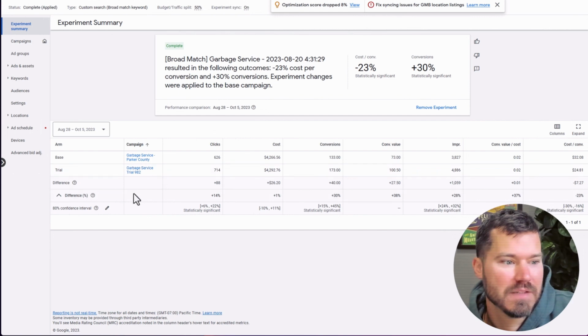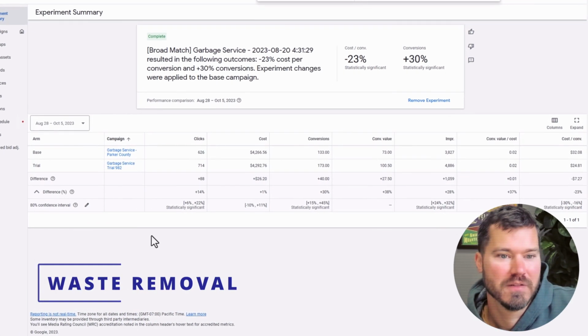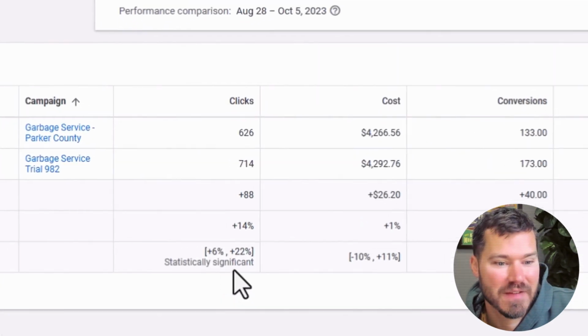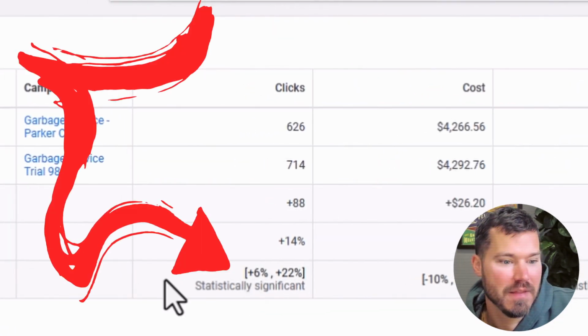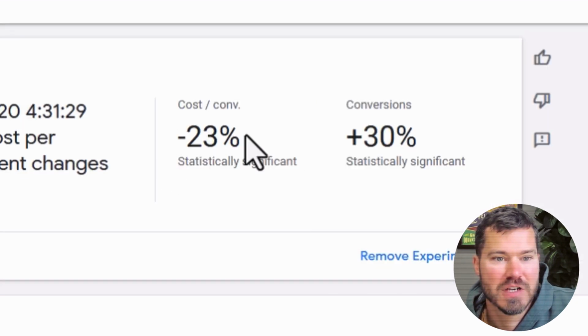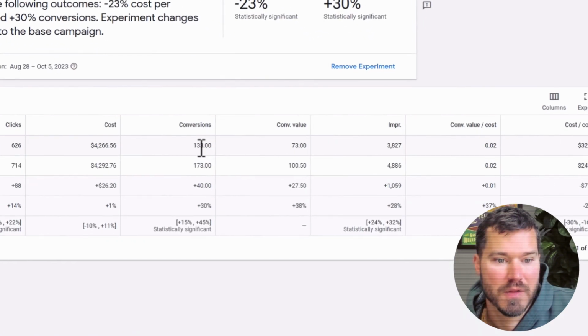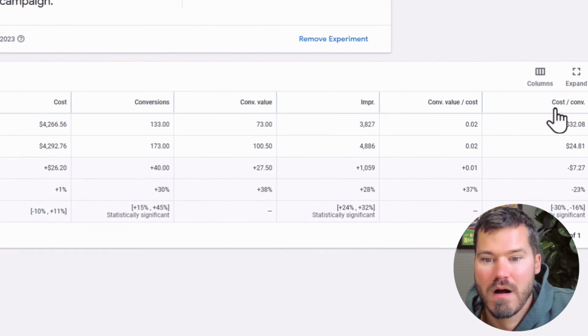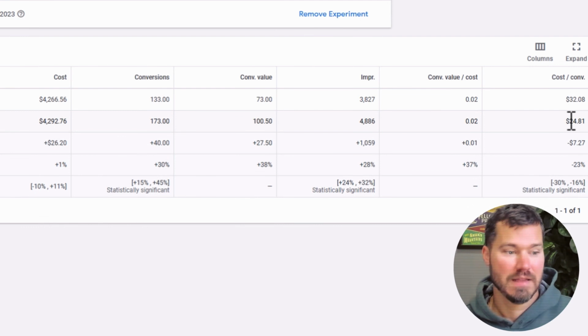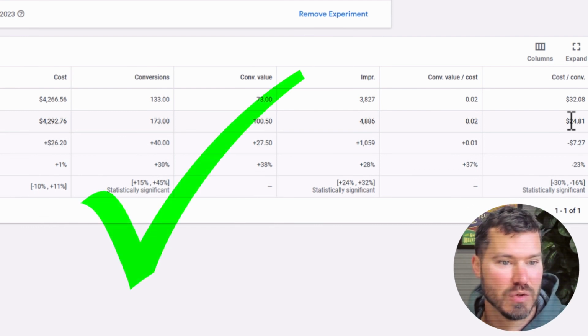This next account is for a garbage pickup and dumpster service in Texas. So Google did think that these were statistically significant, as you can see here, based on their confidence intervals. We're talking about 1,400 clicks total. Cost per conversion went down 23%. Conversions went up 30%. So conversions 133 to 173. Cost per lead went from $32 to $25. So that looks really good, and it was an easy decision to apply this one.